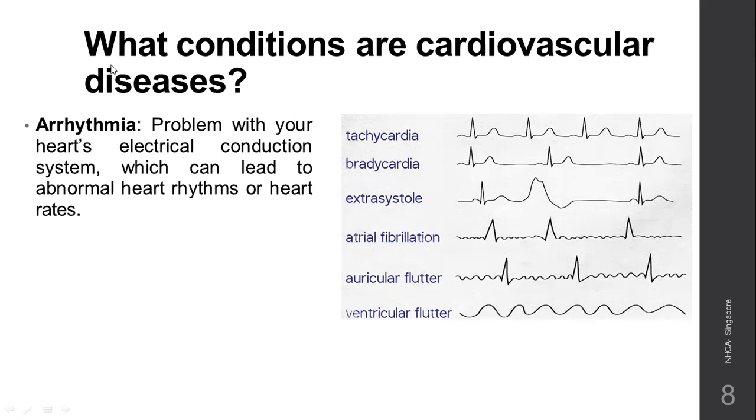Then we have atrial fibrillation. That is the atrium not contracting properly. Regurgitation of blood may take place. Auricular flutter and ventricular flutter. Auricular flutter is in the atrium, where the electric nodes are not functioning properly. In ventricular flutter, the electric nodes that pass electric conduction in the ventricles of the heart are not functioning properly. So these are the different types of arrhythmias. Using an ECG, a trained person who knows how to interpret ECG readings will come to this diagnosis and conclusion.